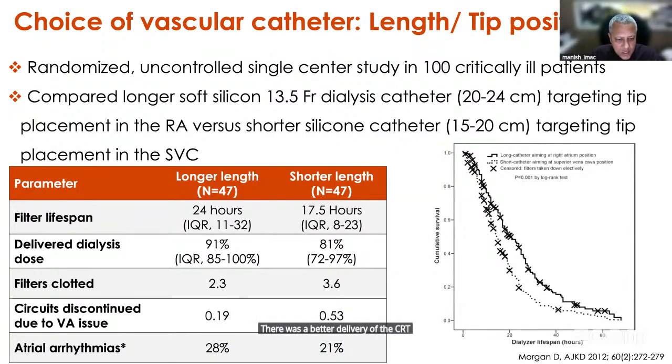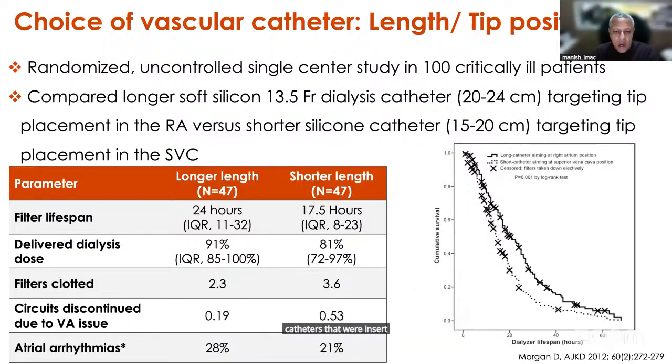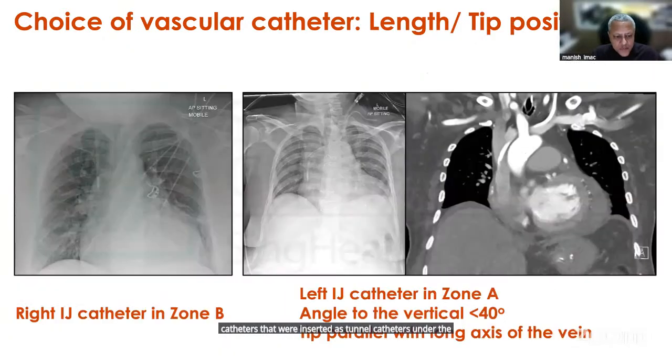There was less filter clotting, less circuits were discontinued because of vascular access issues. There was no significant difference between the risk of atrial arrhythmias. This, of course, we are talking of catheters that were inserted as tunnel catheters under the fluoroscopy guidance.